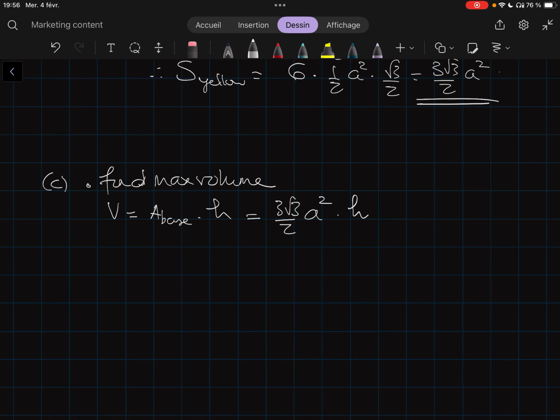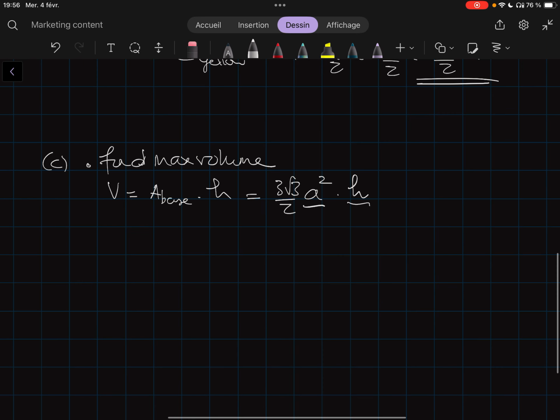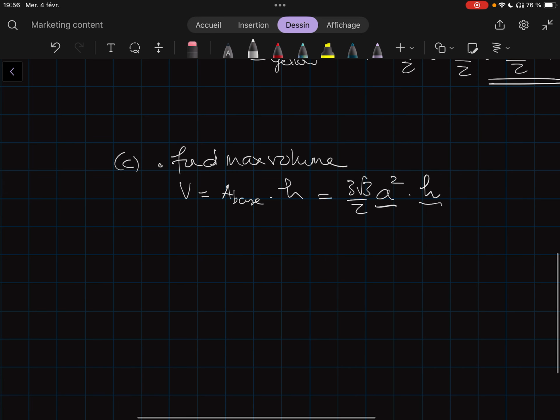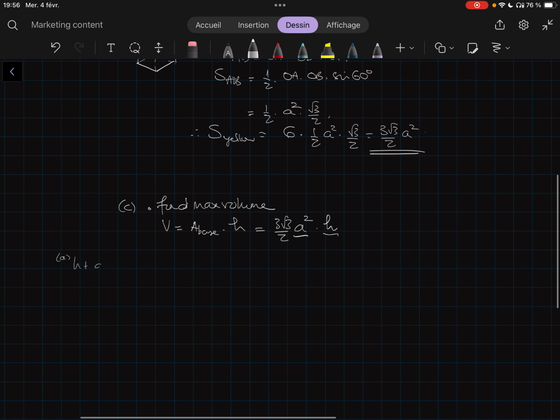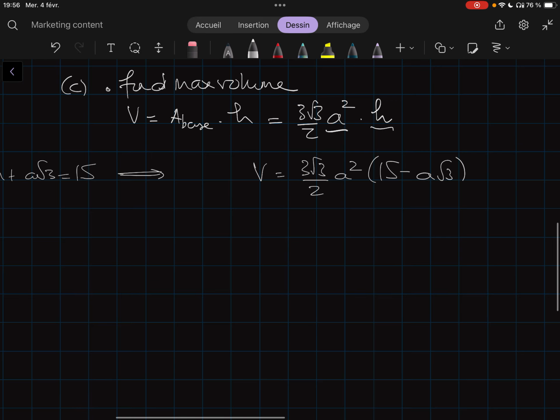This expression, however, has two variables. So we need to express h in terms of A. From part A, we already found out that h plus A root 3 is equal to 15. And therefore, we can express h as 15 minus A root 3. And this will give you an expression for V in terms of A only.